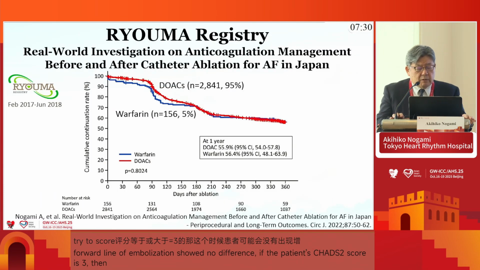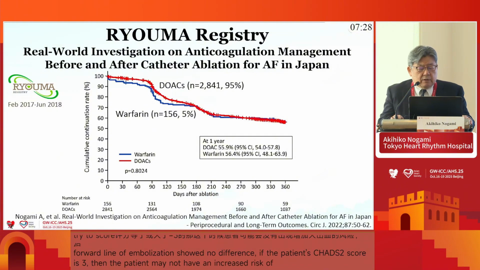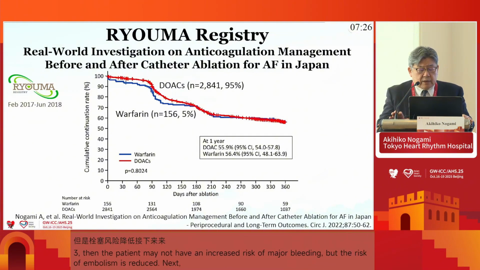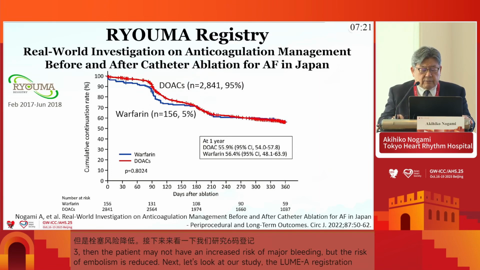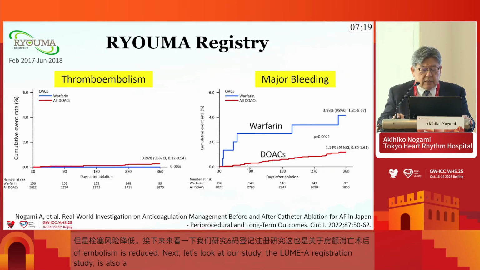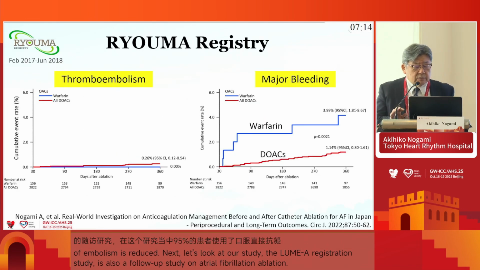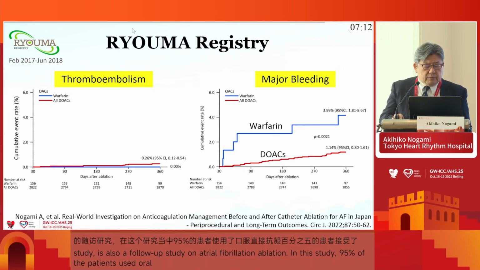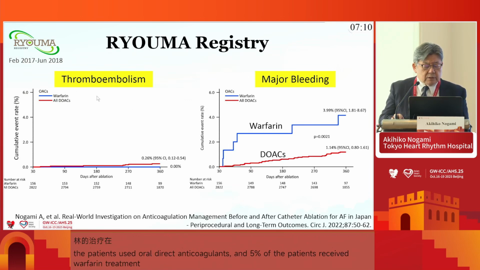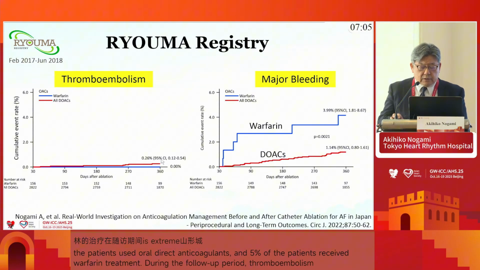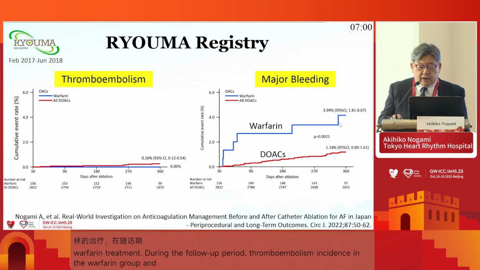So let's move to our study, the Ryoma Registry. This is a follow-up study after AF ablation. In this study, DOAC was used in 95% of the patients, and warfarin was used in 5%. This is a result of the main study. During the follow-up, the thromboembolism incidence is extremely low in the warfarin and DOAC groups, and in major bleeding, the warfarin group showed a significantly higher major bleeding compared to the DOAC group.